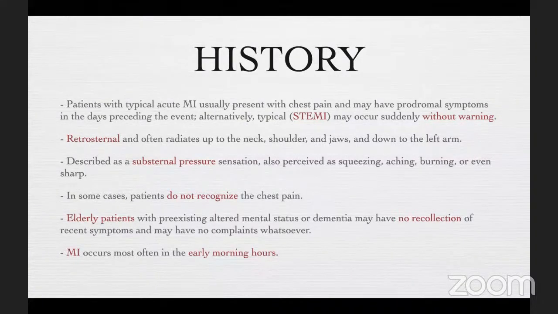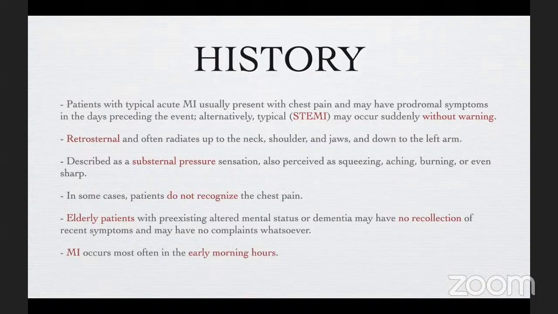The typical chest pain of acute MI usually is intense and unremitting for 30 to 60 minutes. It is retrosternal and often radiates up to the neck, shoulder, and jaws, and down to the left arm. The chest pain is usually described as substernal pressure sensation that also is perceived as squeezing, aching, burning, or even sharp. In some patients, the symptom is epigastric with feeling of indigestion or fullness and gas.